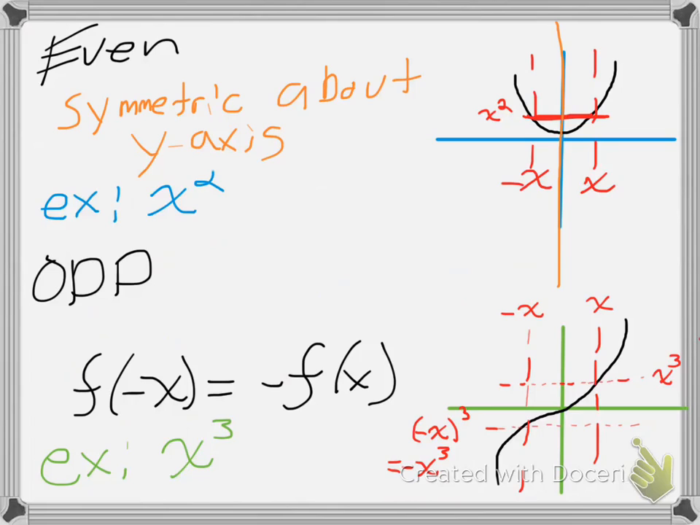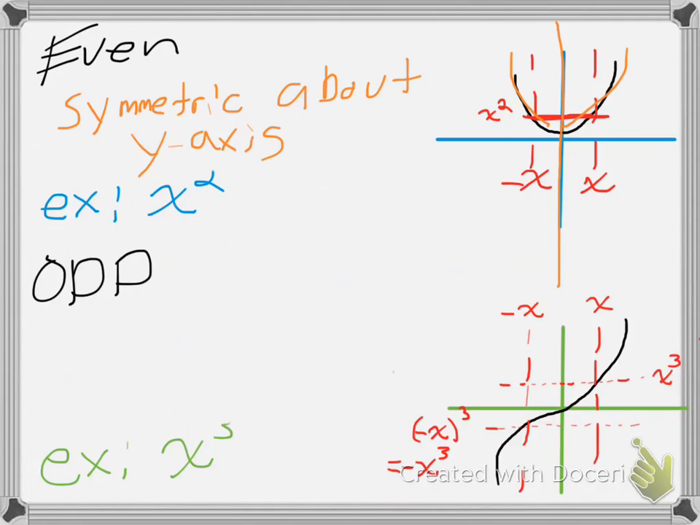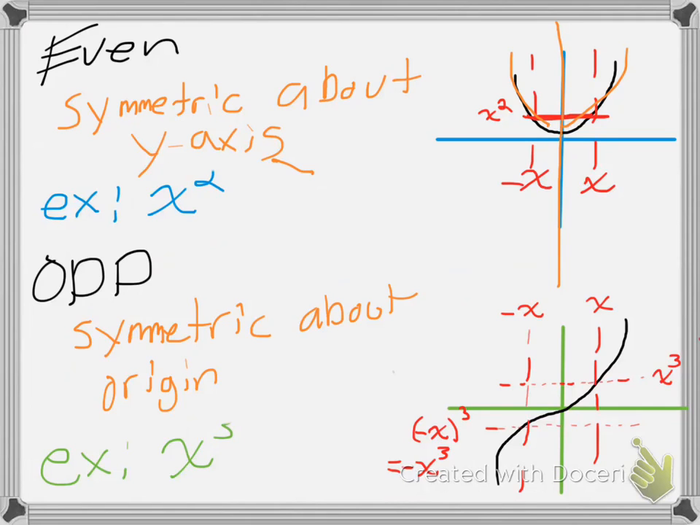So now the one symmetry that I want to mention is that the even ones are symmetric about the y-axis. So that means if I folded it onto itself, then it would fold evenly about the y-axis. Every point flipped over the y-axis would be a point on the other side. Whereas an odd function is going to be symmetric about the origin.